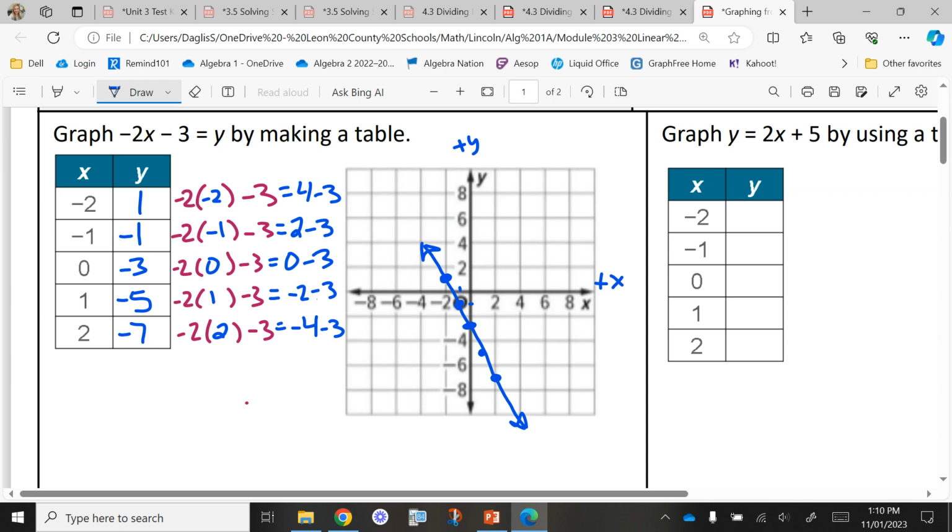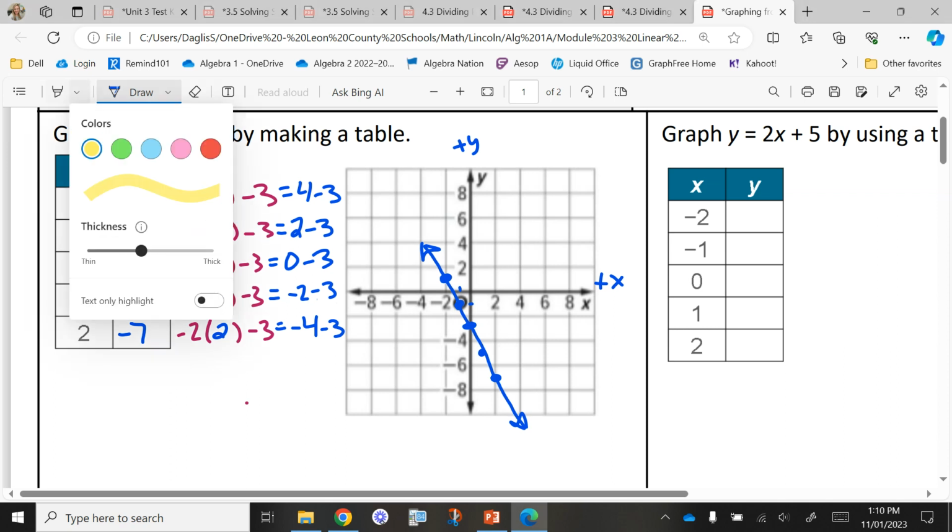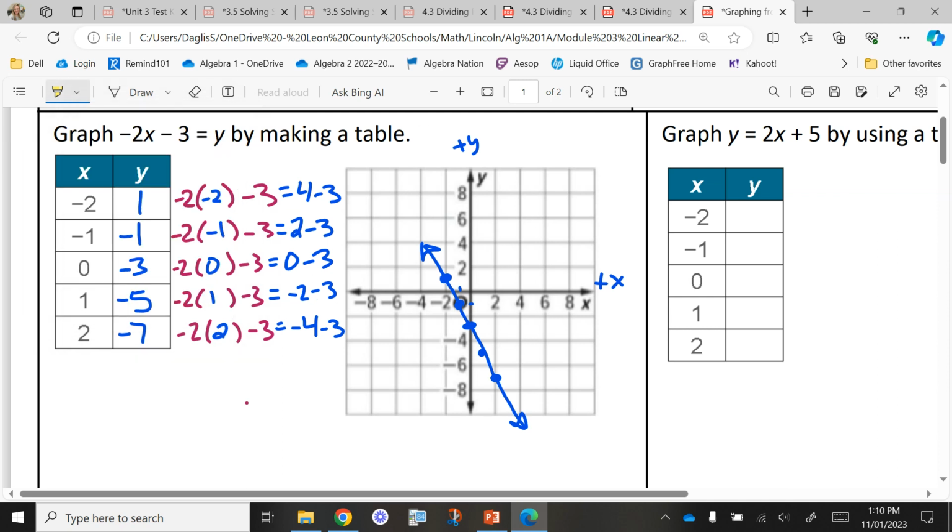What pattern do you notice with 1, negative 1, negative 3, negative 5, negative 7? It went down by 2 every time. Where could I see that in my equation? Where does the equation show me down by 2 with my x's? It's literally the negative 2x, right? That shows you how your x's are moving. They're going down by 2.